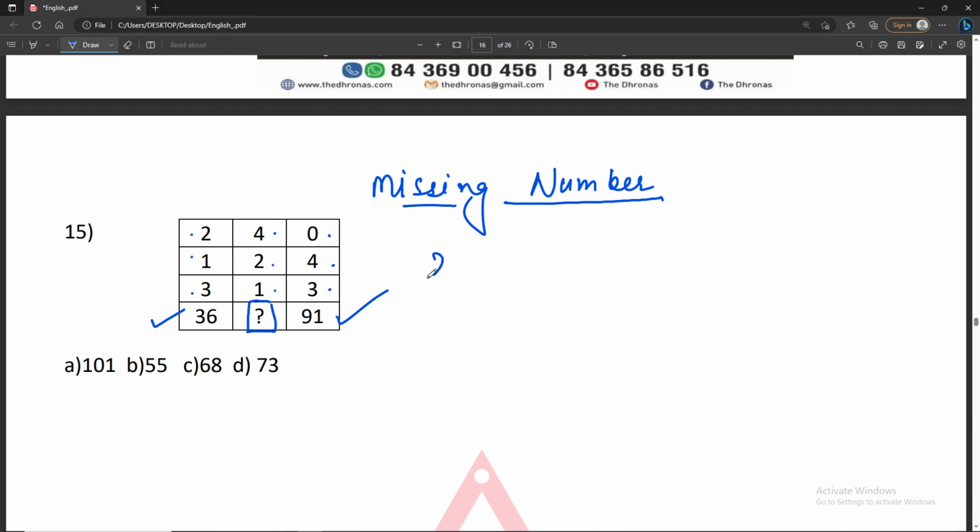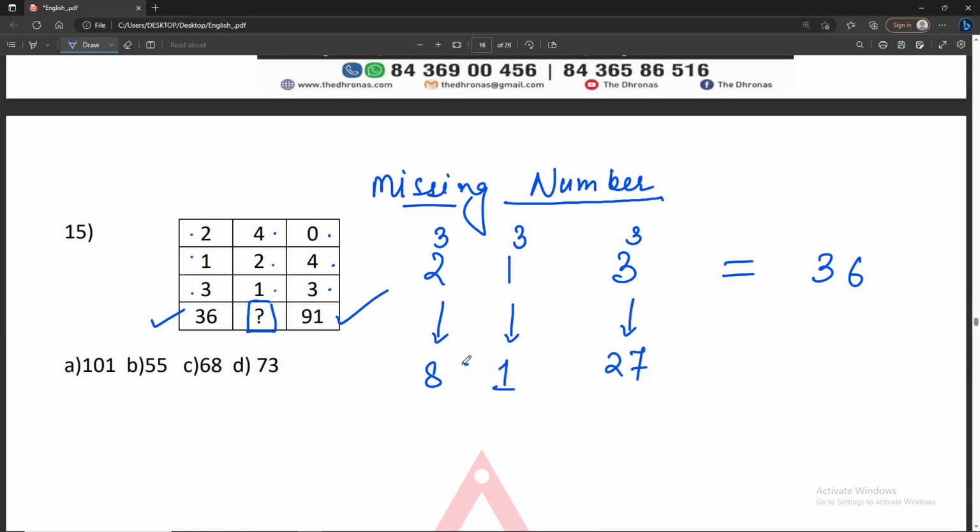You see, 213 comes 36. How? If you see 2 cube, the value should be 8. If we write 1 cube, the value will be 1. If we write 3 cube, the value will be 27. If we add these three numbers, the number is 36. So we have cracked it.